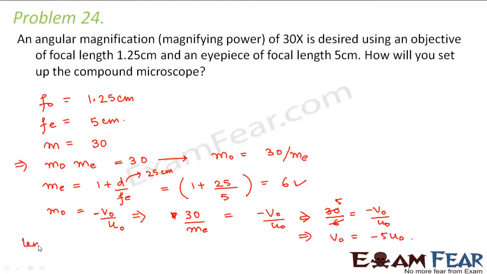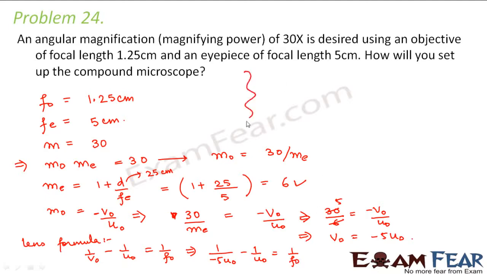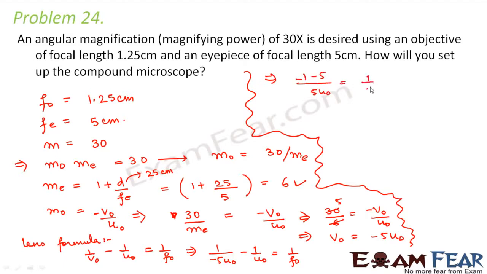Now we apply the lens formula. The lens formula says 1 by VO minus 1 by UO is equal to 1 by FO. So here instead of VO, I write 1 by minus 5 UO minus 1 by UO is equal to 1 by FO. Now solving this, what do we get? We get minus 1 minus 5 divided by 5 UO is equal to 1 by FO. Or we can say minus 6 by 5 UO is equal to 1 by FO.